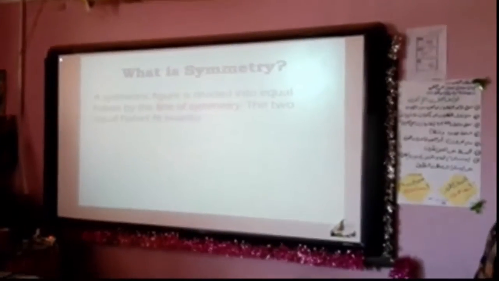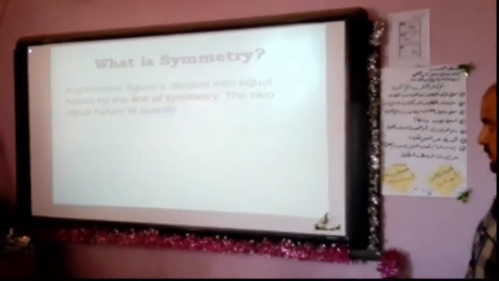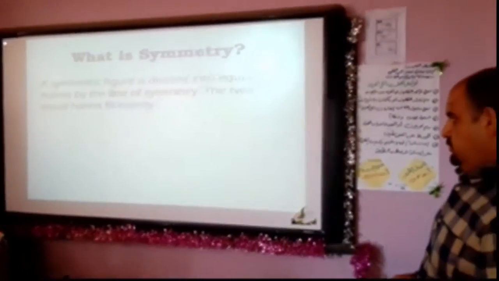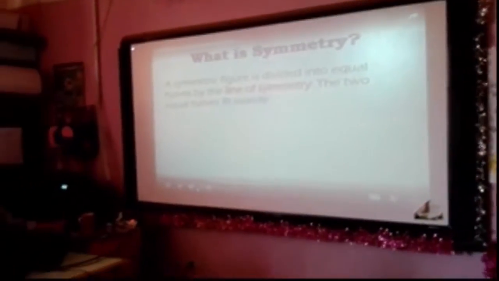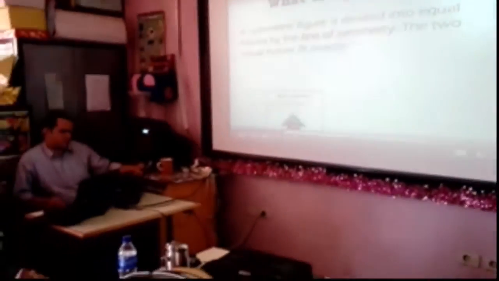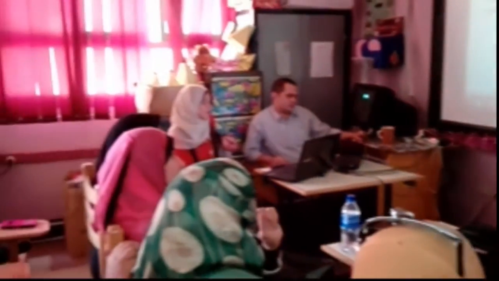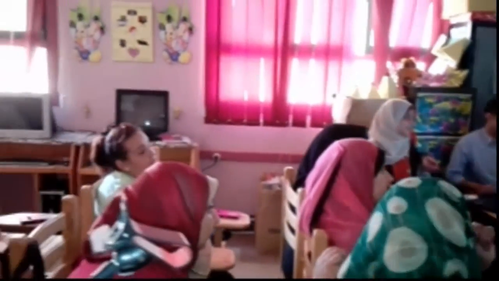Now, so what is symmetry? Well, a symmetric figure is basically divided into equal halves by what we call the line of symmetry. So this is the first thing you need to understand. What is a line of symmetry? It's basically a line, usually an imaginary line.